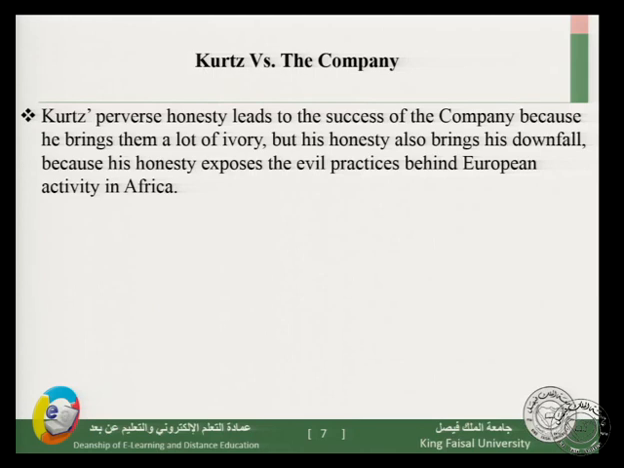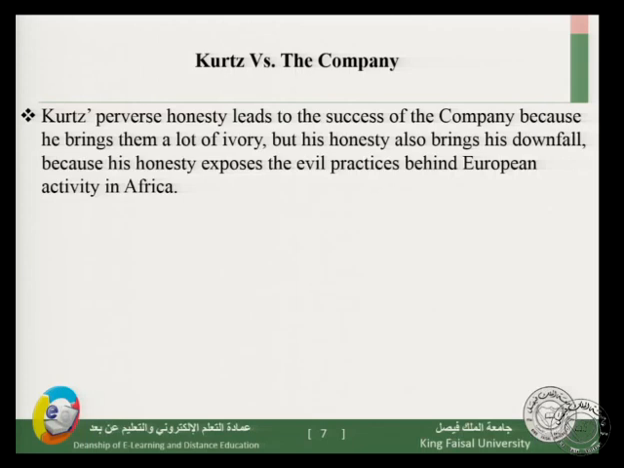Kurtz's perverse honesty leads to the success of the company because he brings them a lot of ivory, right? Because he doesn't mince his words, because he doesn't look for nice words to describe what he's doing. He just goes and mass murders and takes ivory. So he brings a lot of ivory to the company. His perverse honesty and immorality and cruelty is useful for the company because he brings them a lot of ivory, and they like that in the beginning.